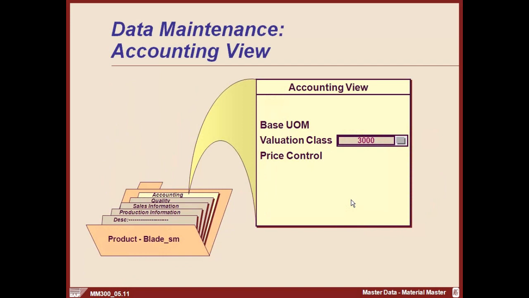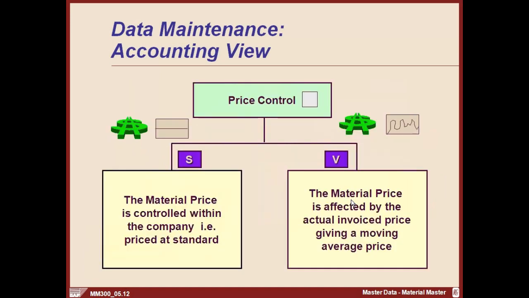Right? So in the data maintenance accounting view, we have discussed price control indicator, valuation class also. Now you see here price control indicators S and V, we have discussed it. The material master price is controlled within the company, that is price is standard. So whether you buy it for 10 rupees or 11 rupees or 12 rupees, provided the material master's price control indicator is S, the standard price will never change. The material will always be valuated at the standard price.